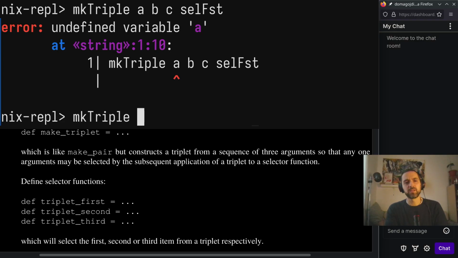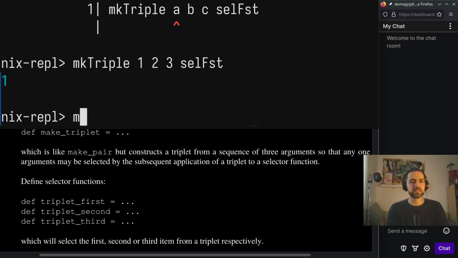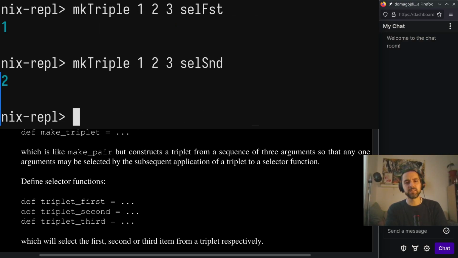MK triple. So let's try 1, 2, let's try 1, 2, 3. Okay, let's do like this. MK triple 1, 2, 3. Select second, it's 2, and MK triple 1, 2, 3. Select third, 3.